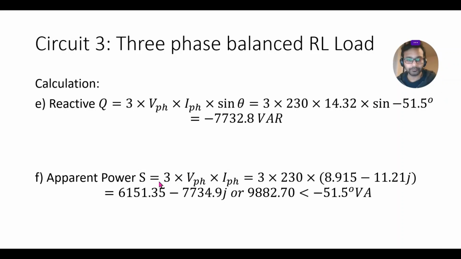Now for apparent power, you can implement it in Simulink, but basically we'll have to implement some mathematical blocks to do the calculations. Basically we have to take the square root of active power square plus reactive power square in Simulink. Another simpler way is to do the calculation. From the calculation, the apparent power comes out to be 9882.70.